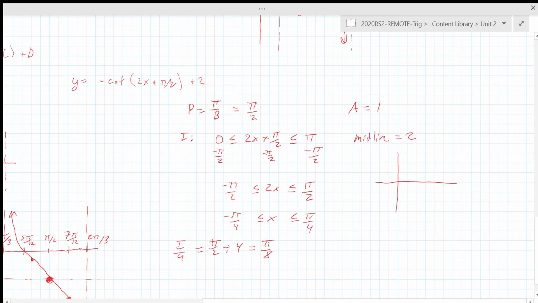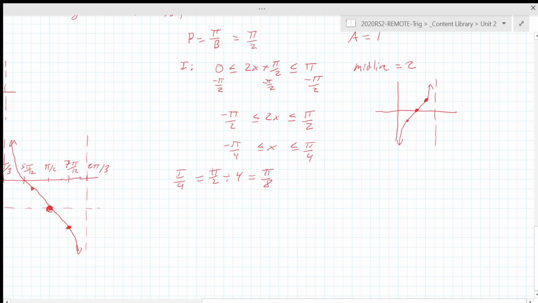So the pattern will be going through the midline in the center, vertical asymptotes on the sides, and here one of those asymptotes is the y-axis. And then instead of going down to the right, you're going to go up to the right and down to the left. So you'll notice negative cotangent looks a lot like tangent.